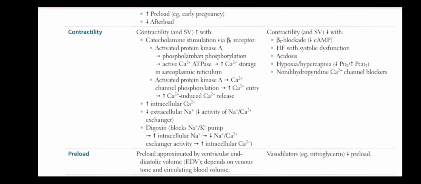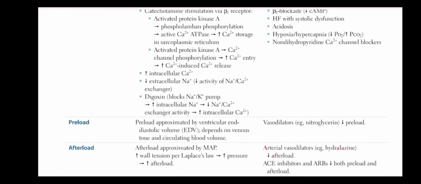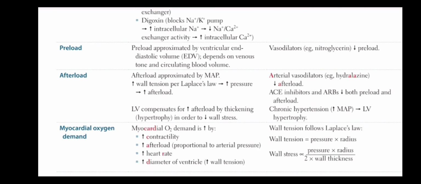However, beta blockade, which is the beta blocker drug, decreases the contractility of the heart through a pathway which is known as the cAMP pathway. The beta blocker decreases the cAMP pathway and hence decreases the contractility. Other factors that decrease contractility include heart failure with systolic dysfunction, acidosis, hyperkalemia, hypoxia, or hypercapnia, that is, increase in carbon dioxide concentration in the body. And then we have calcium channel blockers. They all decrease the contractility.